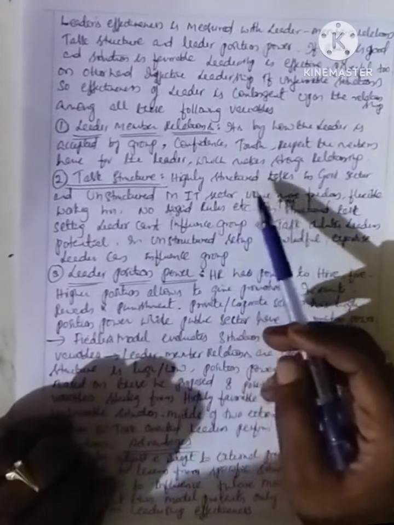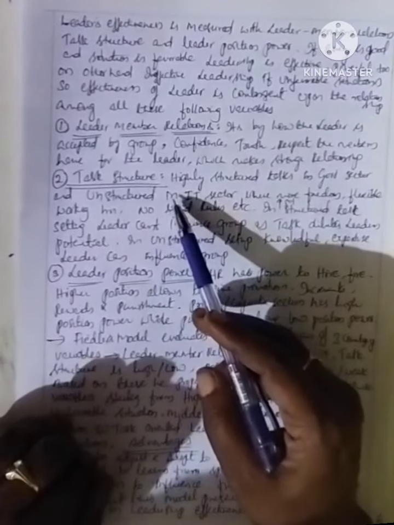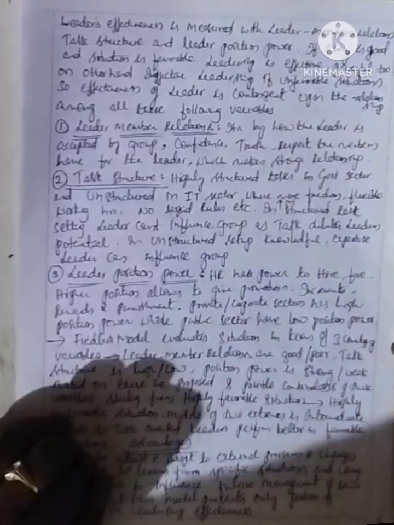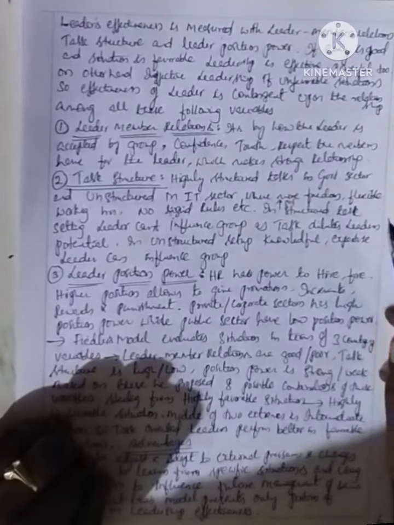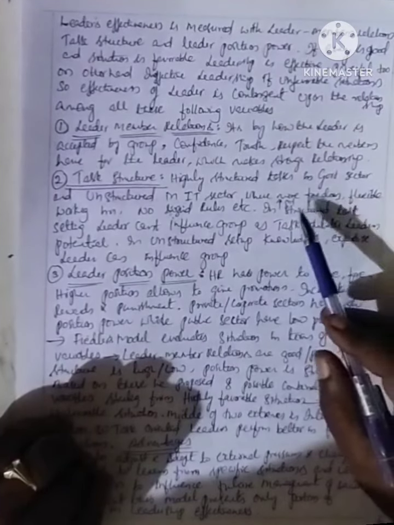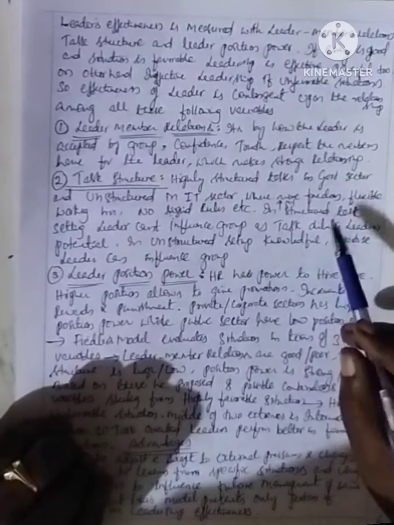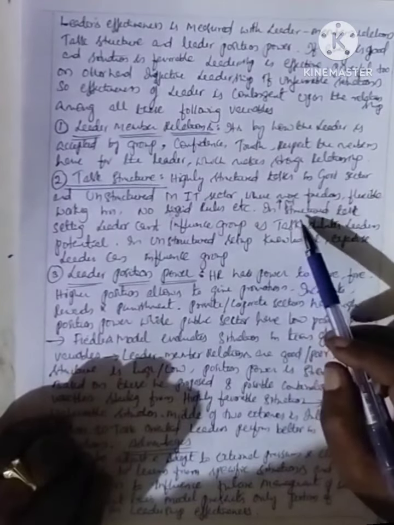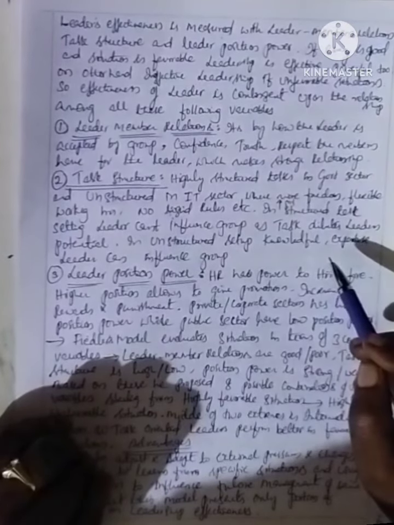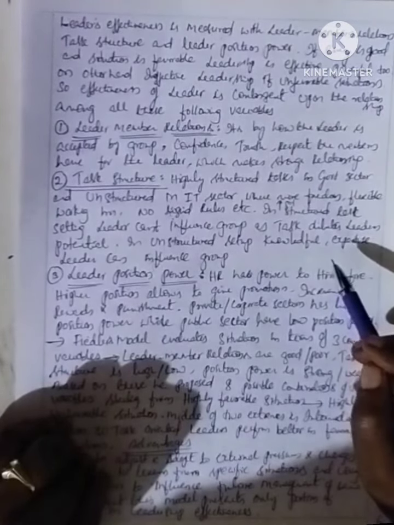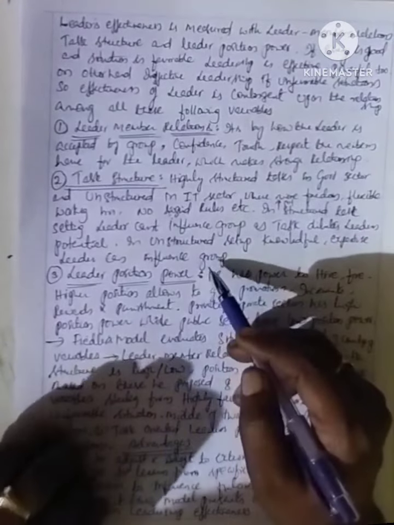Task structure. Highly structured tasks in the government sector and unstructured task structure in the IT sector are commonly seen. In unstructured task setups, they'll have more freedom, flexible working hours, and no rigid rules, etc. In an increasingly structured task setting, leaders can't influence the group as the task dilutes the leader's potential. In an unstructured setup, a knowledgeable and expert leader can influence the group.